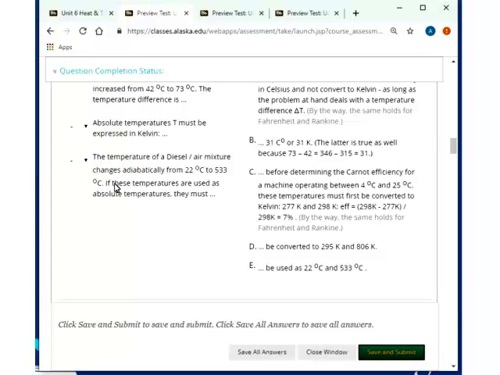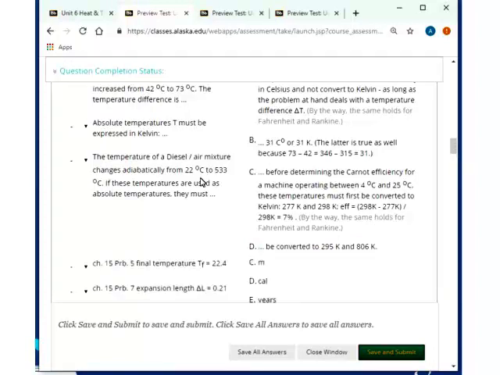All right, the last one here, the temperature of diesel air mixture changes adiabatically from 22 degrees Celsius to 533 degrees Celsius. If these temperatures are used as absolute temperatures, they must be converted to 295 kelvins and 806 kelvins, of course, by adding 273 kelvins, which is the temperature difference between kelvins and Celsius, to either one of those. And no, you may not use these for absolute temperatures.